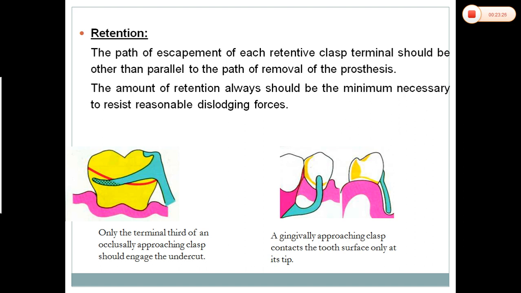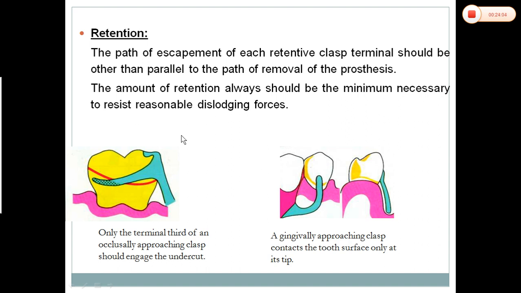Now, how is the retention provided? See, this is the retentive arm, and this is the retentive arm terminal or retentive arm tip. So the retentive arm can be categorized into three parts. It starts from the shoulder of the clasp arm. Then the middle and shoulder parts of the retentive arm are positioned above the height of contour. Only the retentive arm tip will be positioned below the height of contour, in the undercut area.